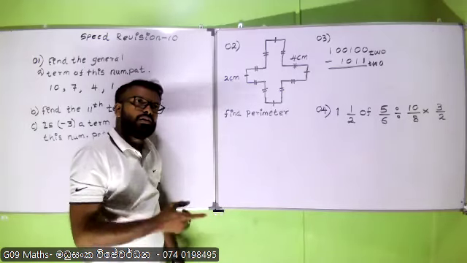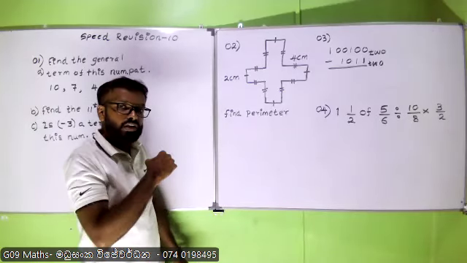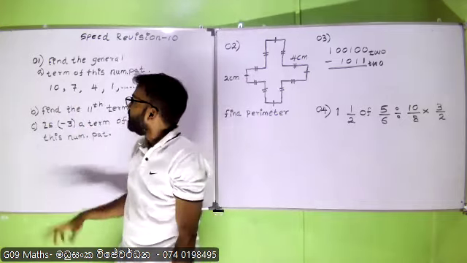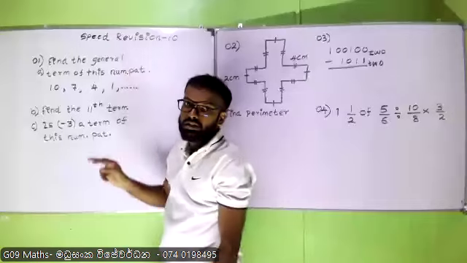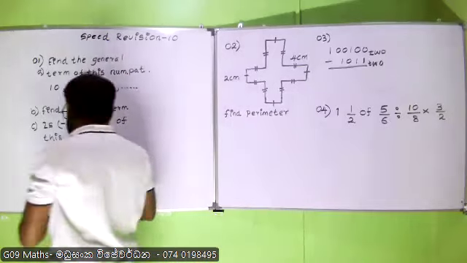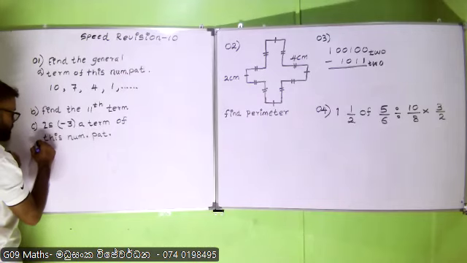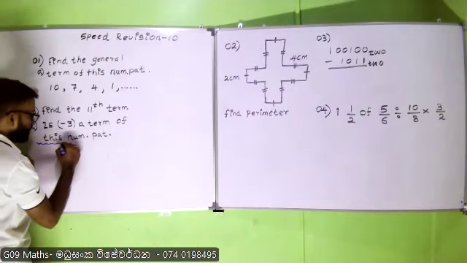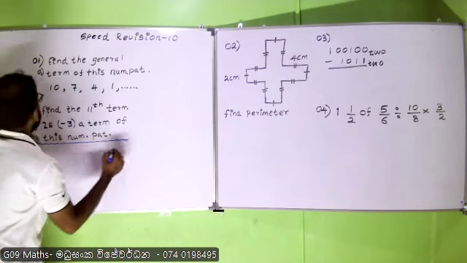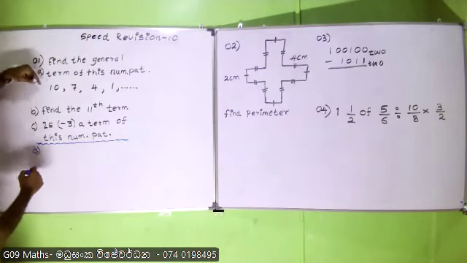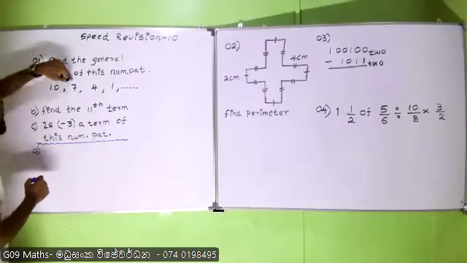So in speed revision 9 also we did an increasing number pattern. Now this is a decreasing number pattern. First of all, you need to find the general term. So first of all, I am going to write in the main. This is part A. So 10, 7, 4, 1.